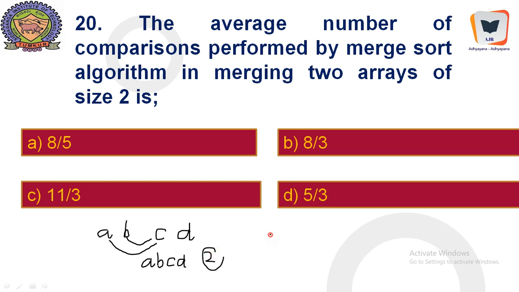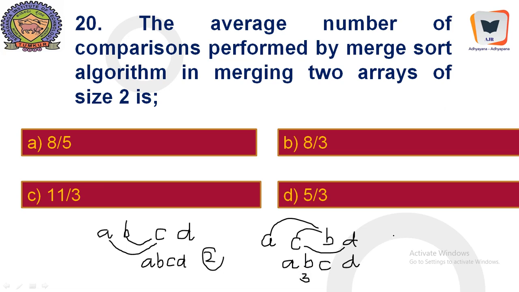And the other example could be A, C, B, D. They are also sorted, AC in ascending order and BD. A and B will be compared, and A comes over here. C and B will be compared, and B will come over here. C will still remain over here. C and D will be compared. C will come into the merged array, and D will be over here. So it has taken three comparisons.